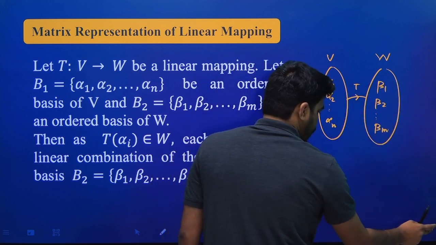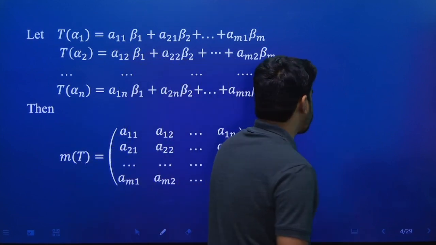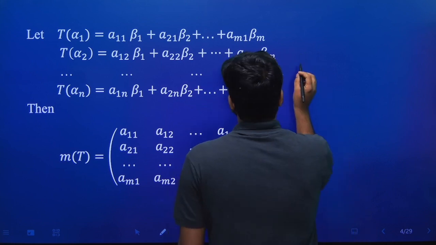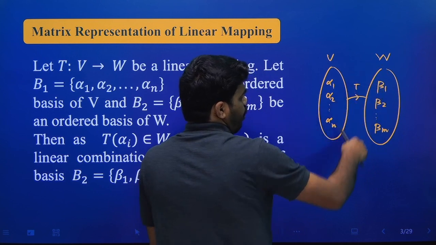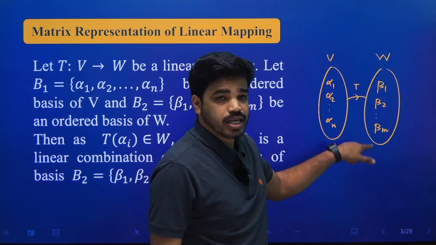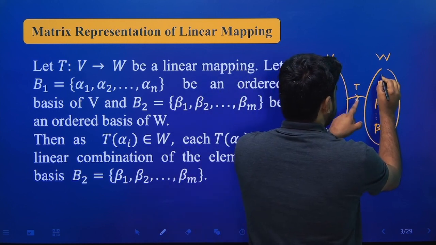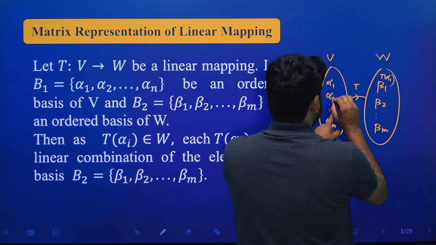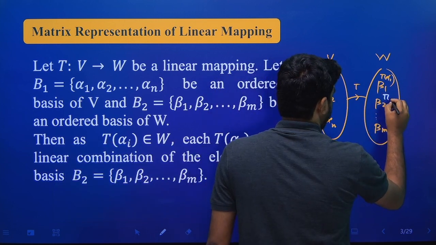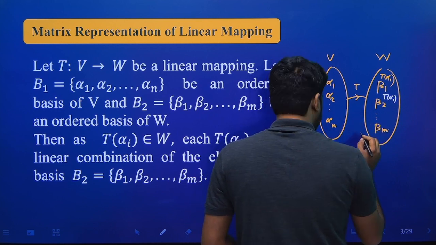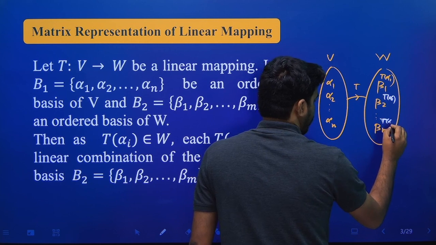So what is our target? Our target is to find the matrix representation of the linear mapping. So first of all, we have to write the linear combination of the elements of W. W যে basis আছে, সেই basis এর respect এ আমাকে কি করতে দেখো, alpha 1, this will be T alpha 1, right? Alpha 2, so this will be T alpha 2. ঠিক আছে, similarly this will be T alpha n, right?